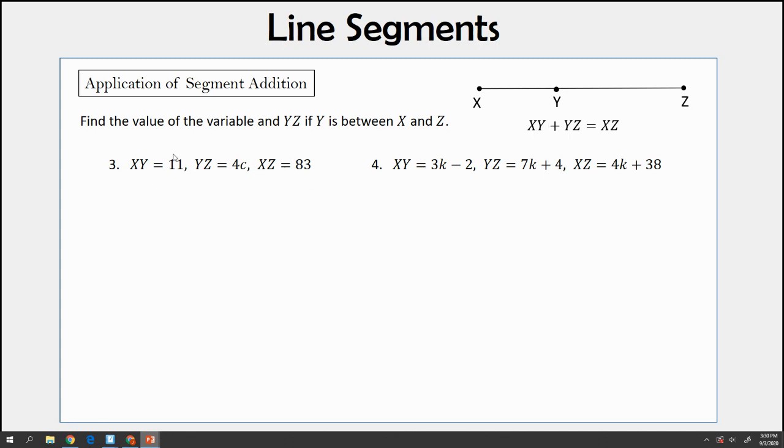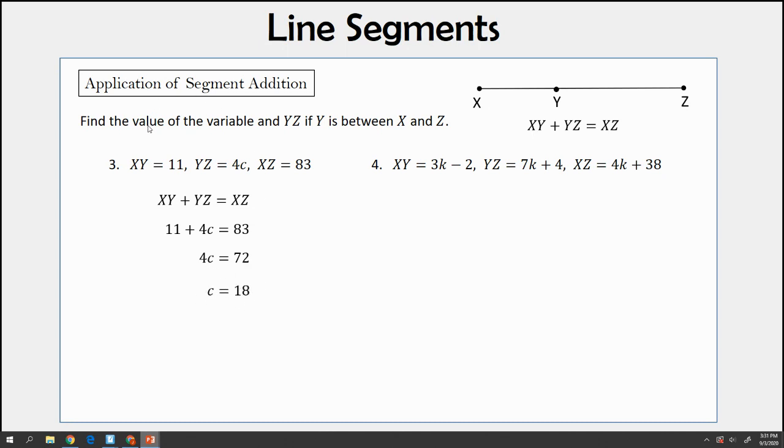So let's start over here. We know xy plus yz equals xz. We're taking that from the drawing, and that's from the description. All right, we know xy is 11. We know yz is 4c. We know x to z is 83. We got ourselves a little two-step equation to solve. So the first thing we would do is subtract 11 from both sides. 4c equals 72. Divide both sides by 4, and c equals 18.